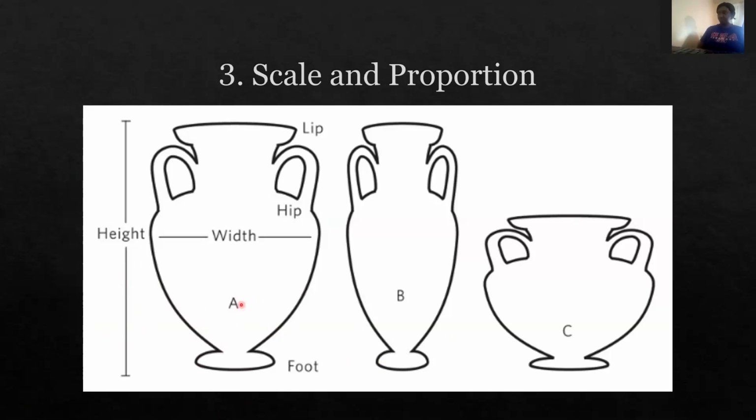So here, A shows the profile of a Greek vase. And if we change the width, like this B, then the vase seems elegant and light. However, when you reduce the height, like this C vase, then the vase seems clumsier and weightier than the original profile.